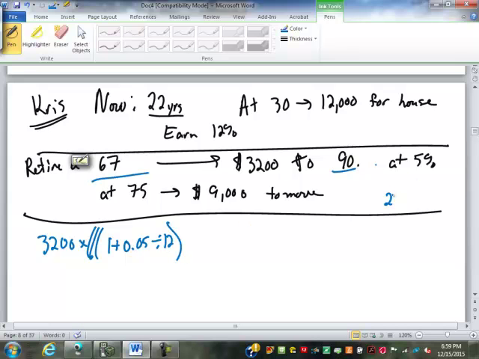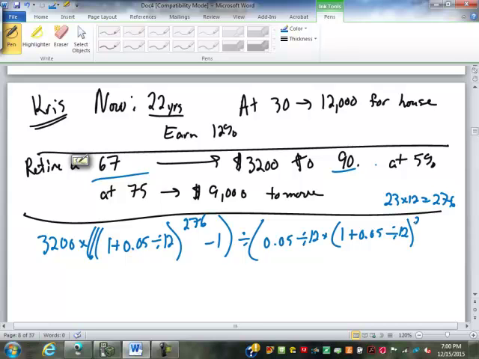67 to 90 is 23 years times 12 is 276 months, correct? 276 minus 1, close, divided by open, 0.05 divided by 12 times 1 plus 0.05 divided by 12 to the power of 276, close and close. I will pause for a second for you guys to get that written down.